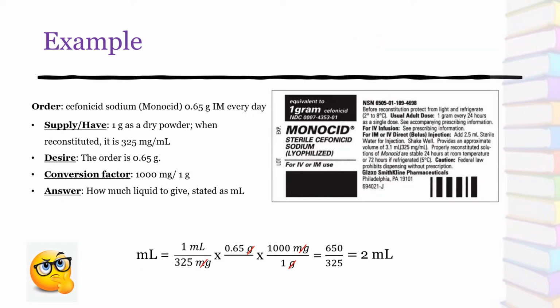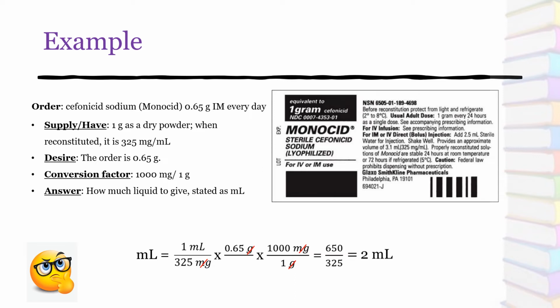Example. The label gives us information such as the order, supply, desire, and conversion factor, which ultimately gives us the answer. The order is sulfonazid sodium 0.65 grams IM every day. Supply on hand is 1 gram as a dry powder; when reconstituted, it is 325 milligrams per milliliter. Desire is 0.65 grams, and the conversion factor is 1,000 milligrams per 1 gram. The question is, how much liquid to give, stated as mL?